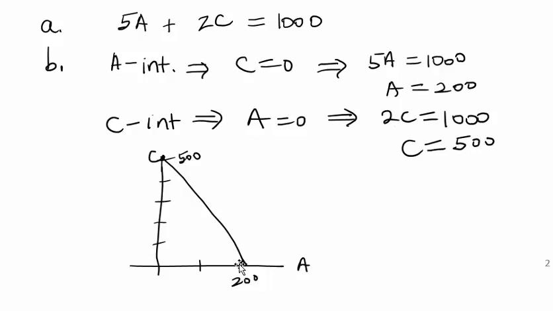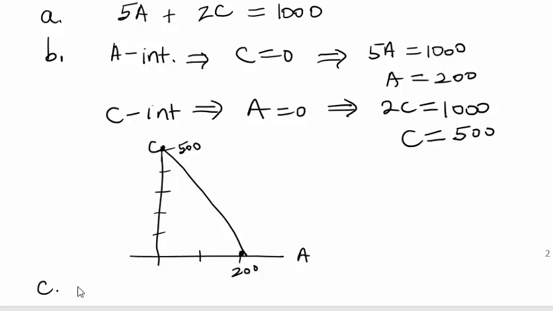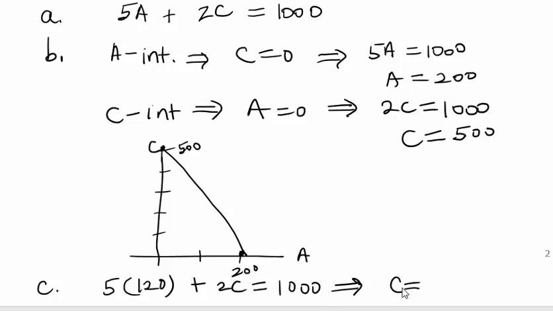And then, in part C, we're asked to find, if the owner sells 120 adult tickets, how many children's tickets must he sell? So we're given that A is 120, and using this equation, 5A plus 2C equals 1,000, we're going to just substitute 120 for A, and just solve this equation for C. And you should get that C is 200.